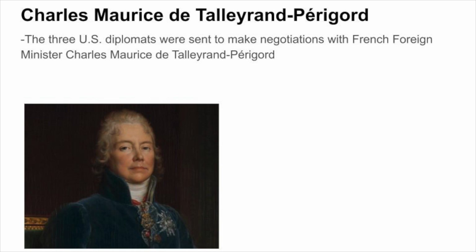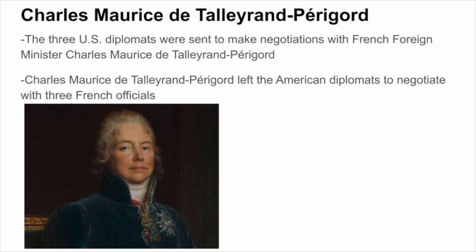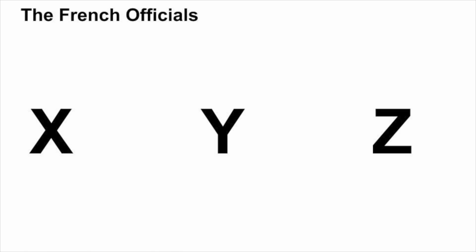These 3 diplomats were sent to make negotiations with French Foreign Minister Charles Maurice de Talleyrand-Périgord. However, when they arrived to make the negotiations, Talleyrand left the American diplomats to negotiate with 3 French officials. These French officials were Jean Hottinguer, Pierre Bellamy, and Lucien Hauteval. These officials later became known as X, Y, and Z.